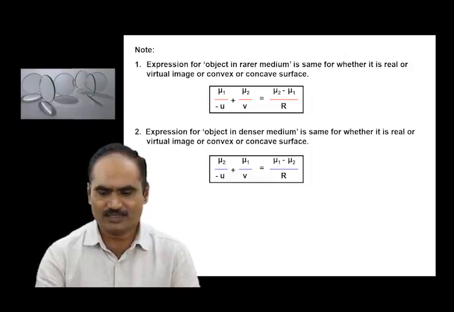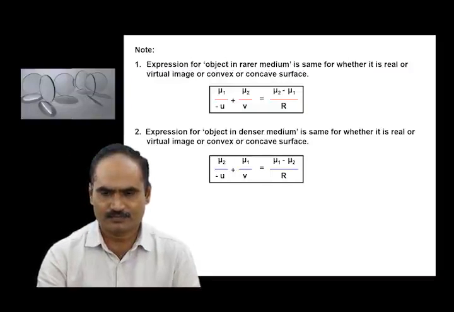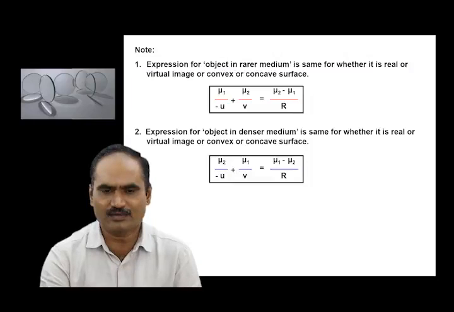So overall, in a simple way we can understand that. First one is the object refractive index by object distance with minus sign, right? Then image refractive index by image distance, and image refractive index minus object refractive index by radius of curvature.